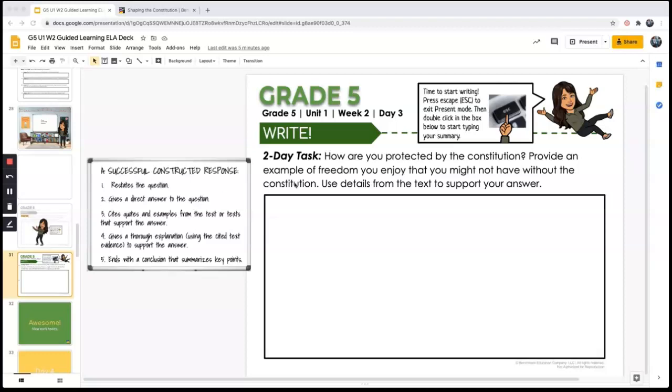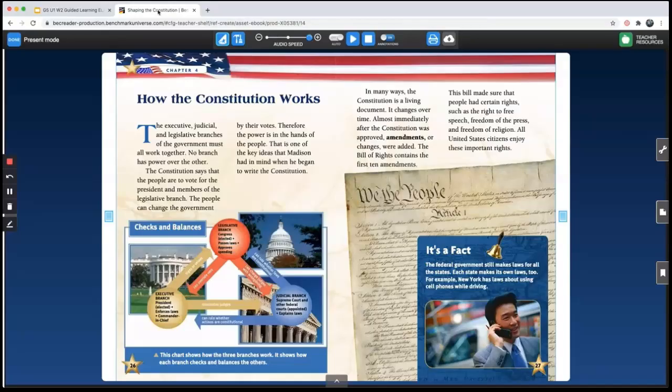So let's find the question. How are you protected by the Constitution? I also notice that we are talking about freedoms here. So I'm going to go ahead and infer that the protection we are talking about here is referring to our freedom. Okay? So I am going to answer by first going back through the text to see. So tomorrow you are going to read chapter 4, How the Constitution Works. And in chapter 4, you'll read more about the specific freedoms that the Constitution helps protect.